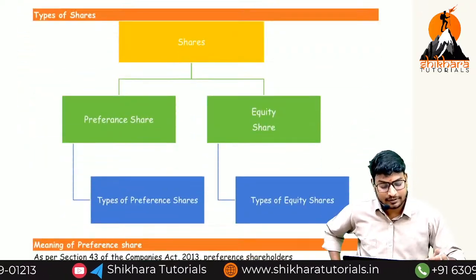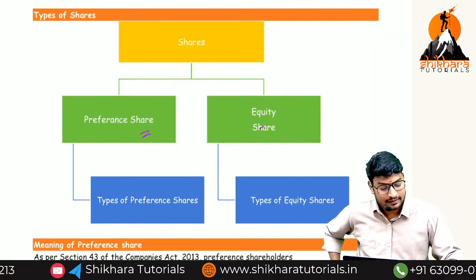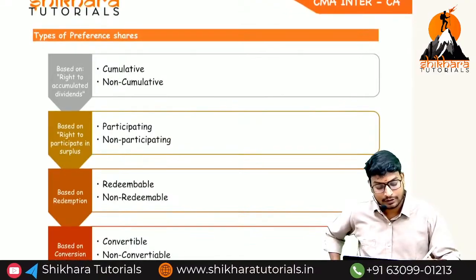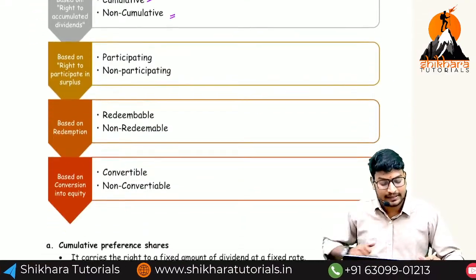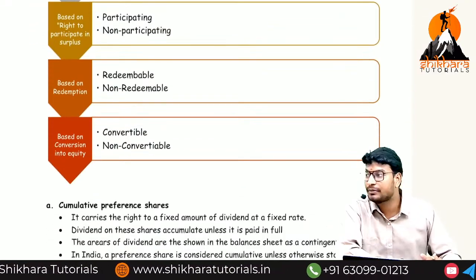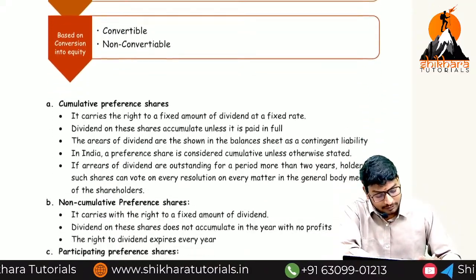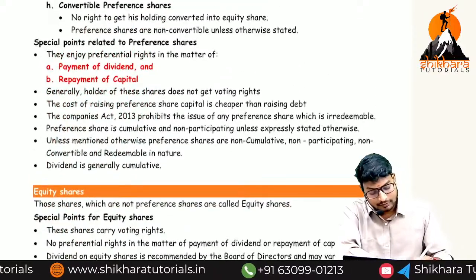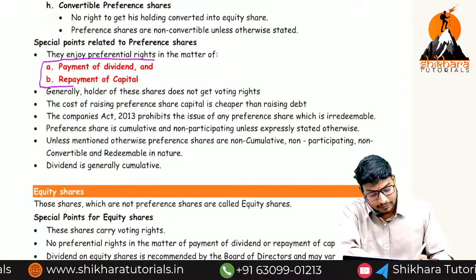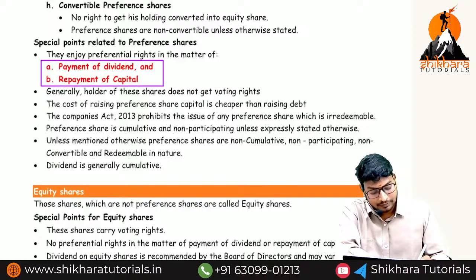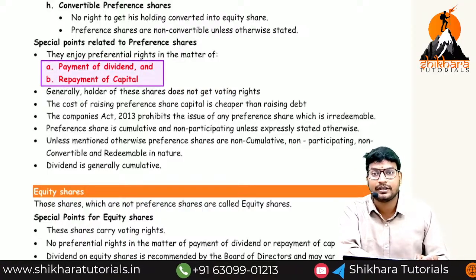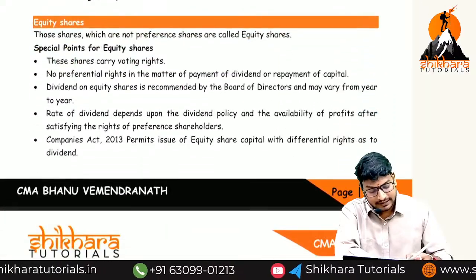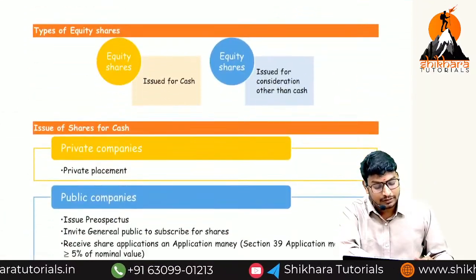So what are the types of shares? You know, preference shares, equity shares, and then types of preference shares. Already we have discussed. Cumulative, non-cumulative, participative, non-participative, redeemable, non-redeemable, convertible, not convertible. We have discussed all the things. And what are the two preferential rights available to the preference shareholders? Two: payment of dividend at a fixed rate, and then repayment of capital. So next one, equity share. When coming to the equity share, what are the two types?